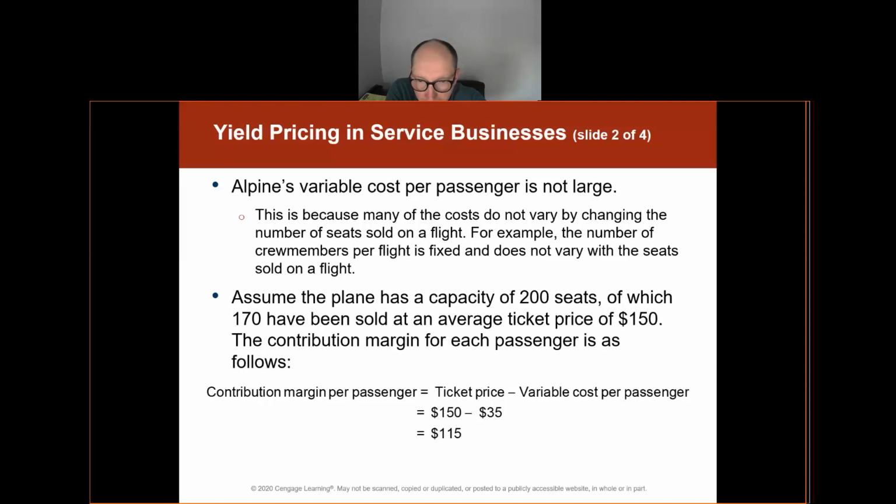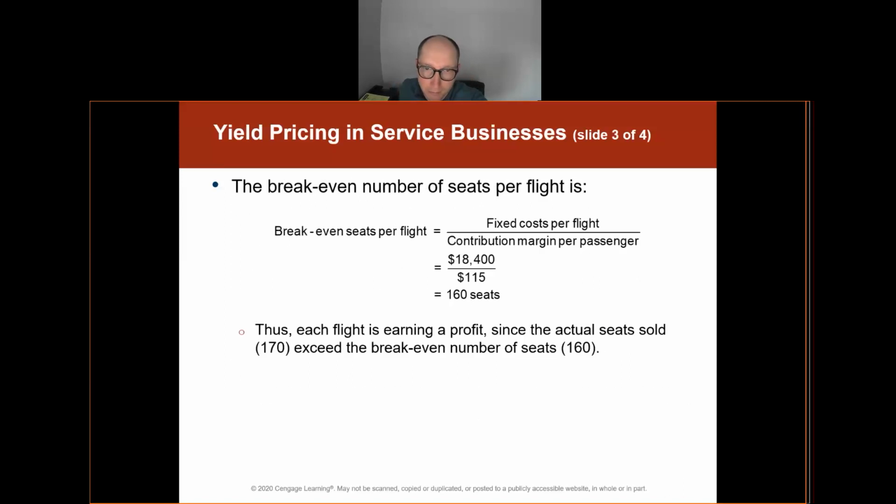Let's say we have an airplane that has a capacity of 200 seats. Well, 170 seats have already been sold at an average ticket price of $150. So if we sell for $150, variable cost $35, it's $115 per passenger of contribution margin, and we sold 170 seats already.